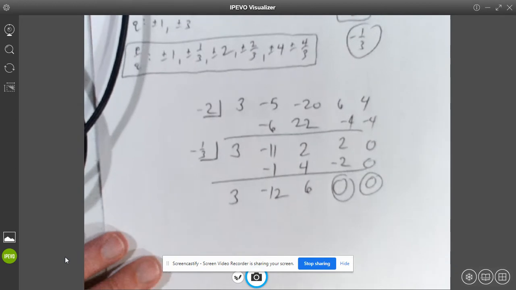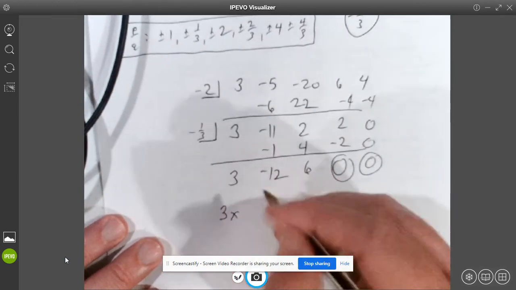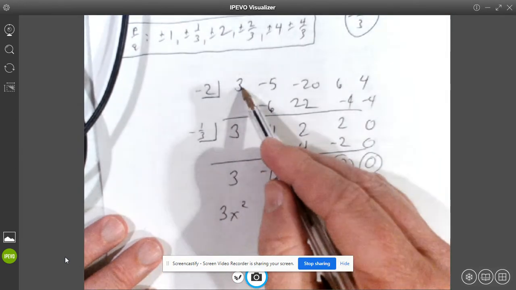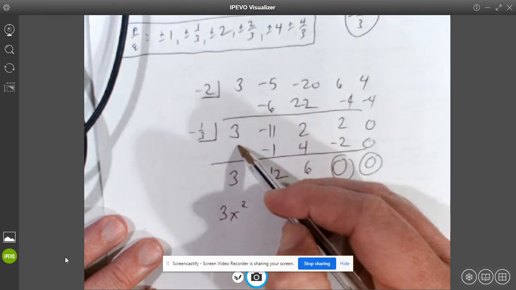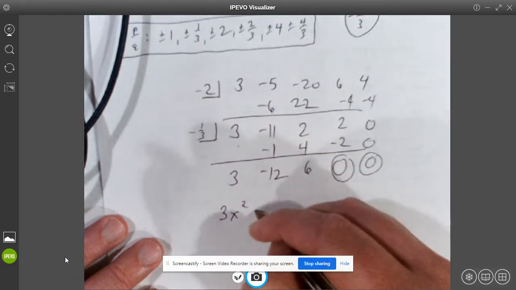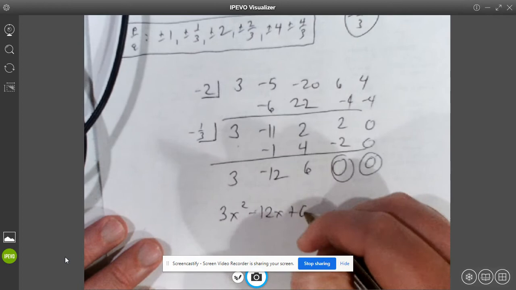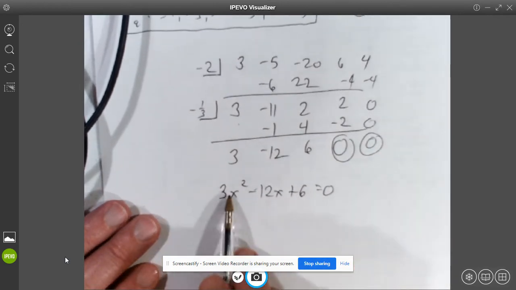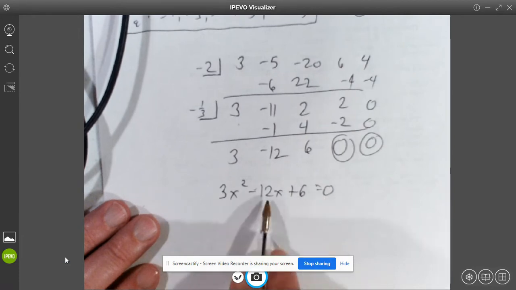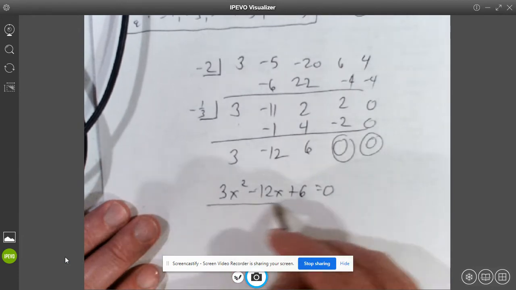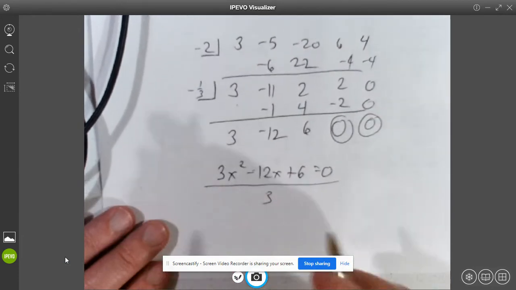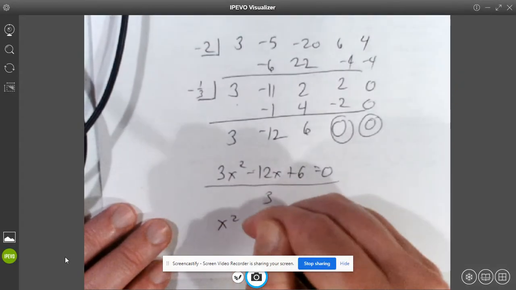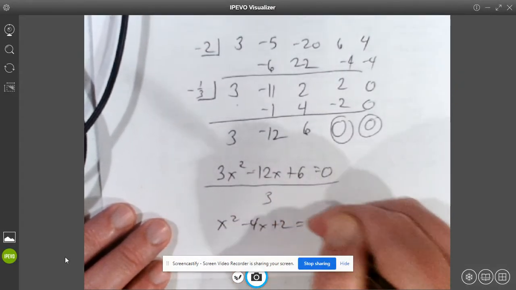All right, so what I get is 3, and now it's an x squared because it started with a fourth degree, then a third degree, so now it's at a second degree. 3x squared minus 12x plus 6 equals 0. You can start plugging this in the quadratic formula. Before I do that, I recognize, hey, wait a minute, these are all divisible by 3. Let me divide that whole thing by 3. So I get x squared minus 4x plus 2 equals 0.